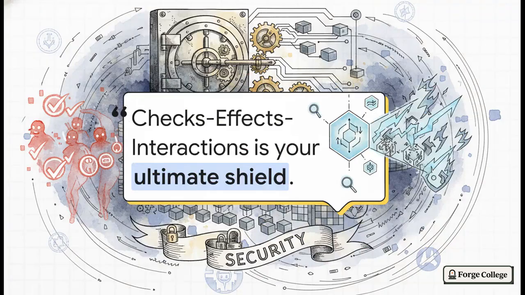I cannot emphasize this golden rule enough. Continuously applying the checks, effects, interactions pattern is what transforms a fragile script into an impenetrable production-ready vault. You check the conditions, you apply the effects to your internal state, and only then do you interact with the outside world. It is your ultimate shield. Memorize it, print it out, and tape it to your monitor. It is, for sure, the single most important design pattern in smart contract security.